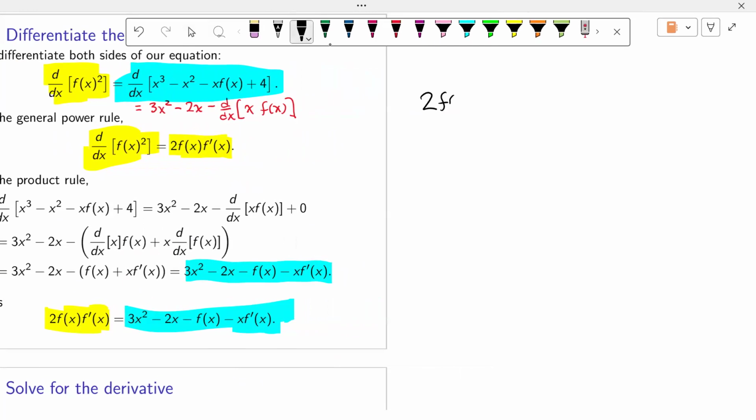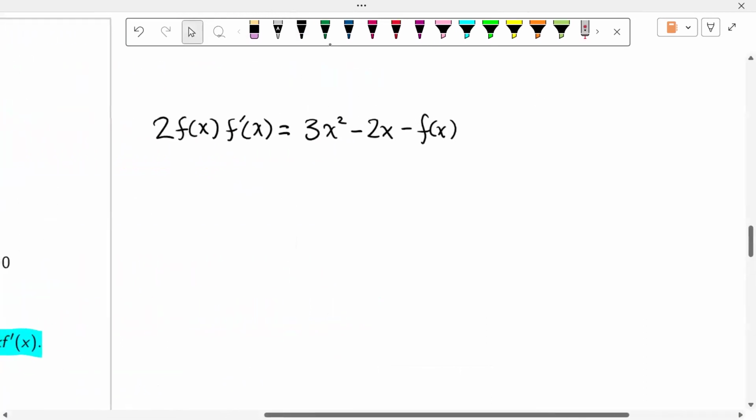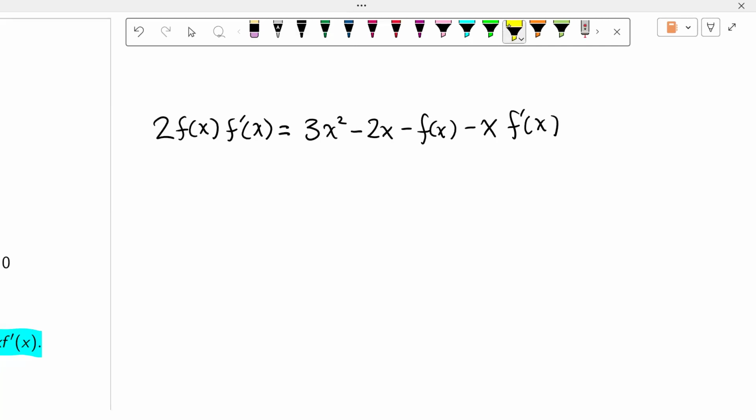So I have this equation 2f of x, f prime of x equals 3x squared minus 2x minus f of x minus x f prime of x. There it is. That's that equation. And what I want to do is I want to figure out what f prime of x is equal to. And so I start by identifying all my terms that have an f prime of x in them.